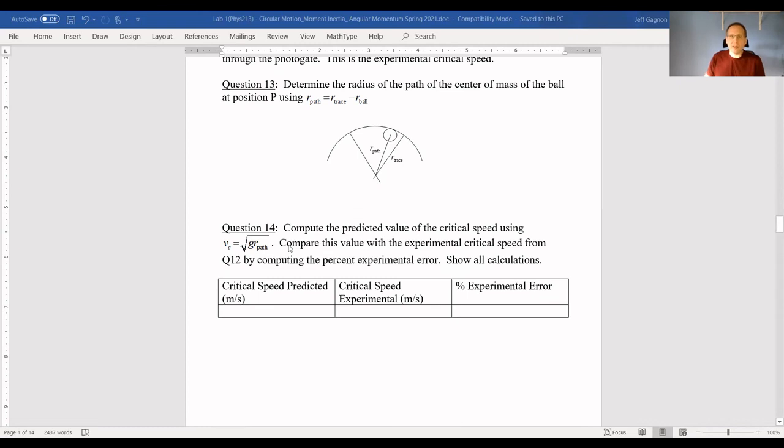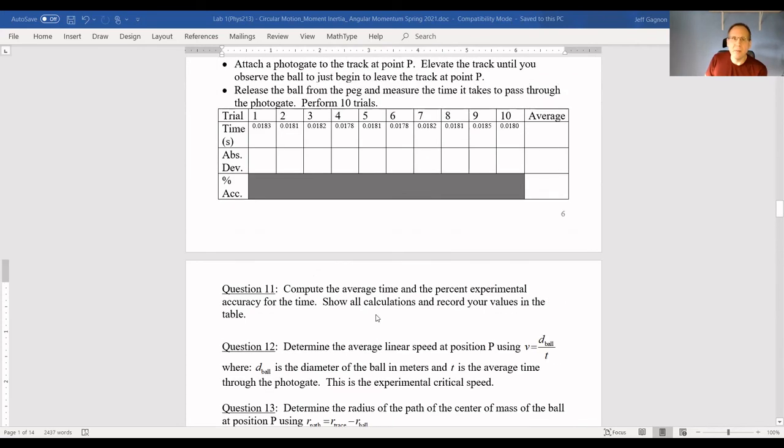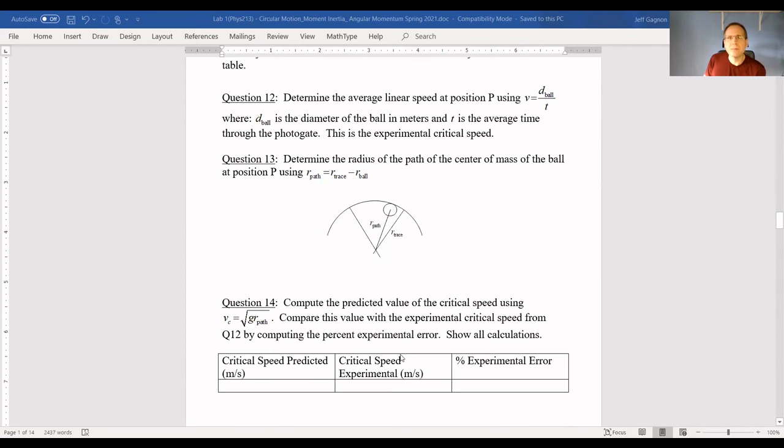And then question 14 is compute the predicted or theoretical critical speed by using that equation. And then compare again to the experimental critical speed that you found from question 12 here. And then how do you compare them? As usual, we're going to compute the percent experimental error. And make sure you show me all these calculations, right? Show me the calculation for R path, show me the calculation for the critical speed predicted, and show me the calculation for the percent experimental error.